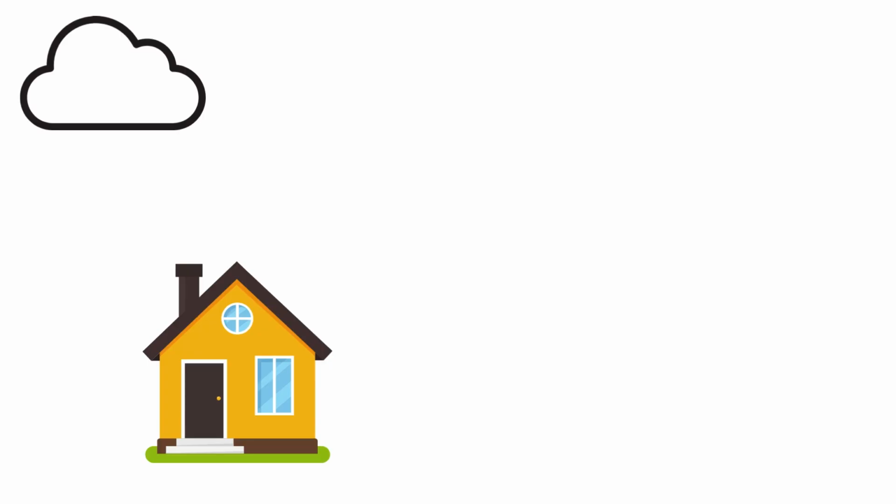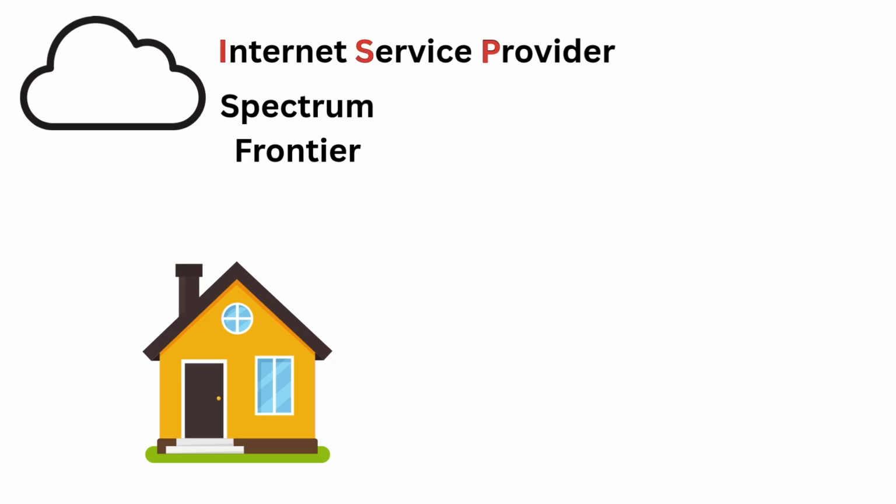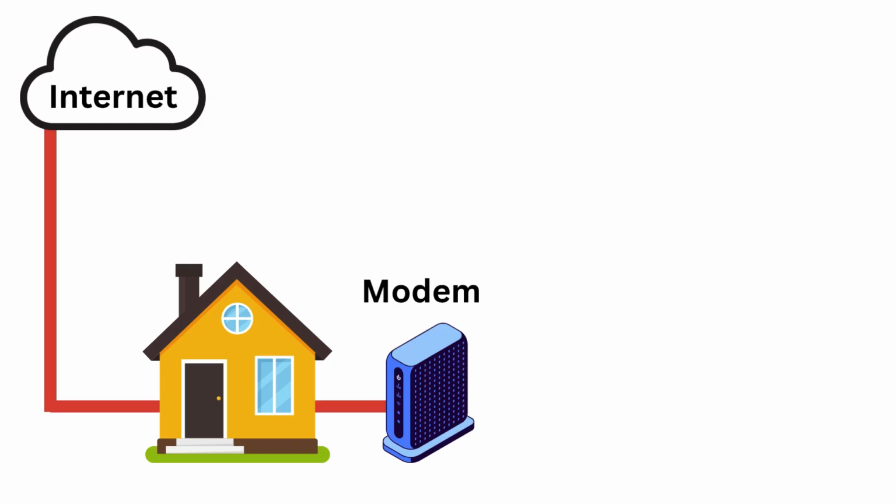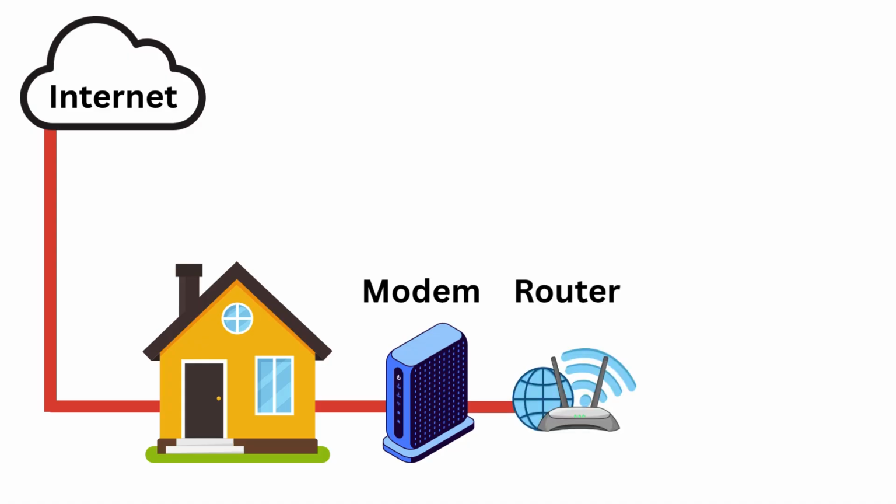Here's how the internet reaches your home. It starts with your internet service provider, or ISP, usually Spectrum or Frontier in our area. The connection comes in through a cable to your house. It is then routed to a modem. Modem stands for modulator, demodulator. It simply converts the internet signal into something the network can use. From there, the signal goes to a router, which sends it to all your devices.